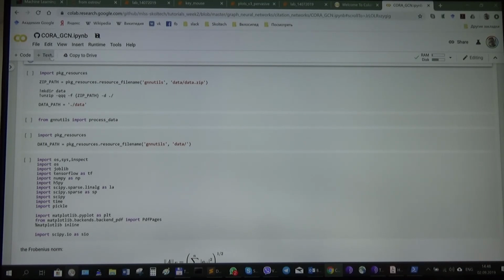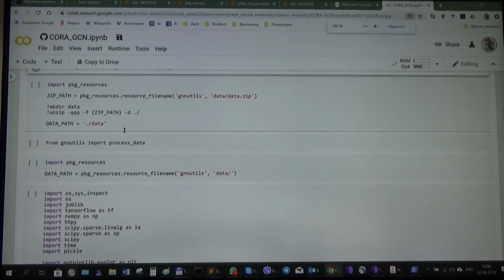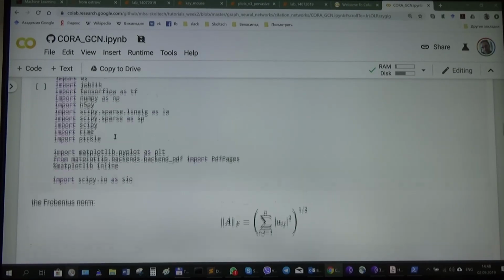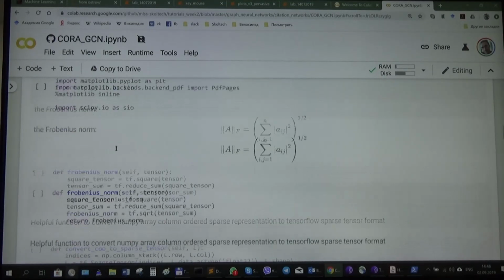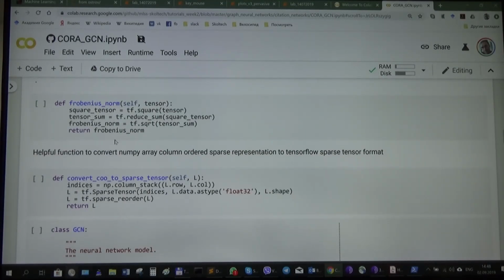You need me to make it larger? Okay. Is it better? Okay. Yeah, if at any point you have questions, just raise your hand and I would be glad to answer.